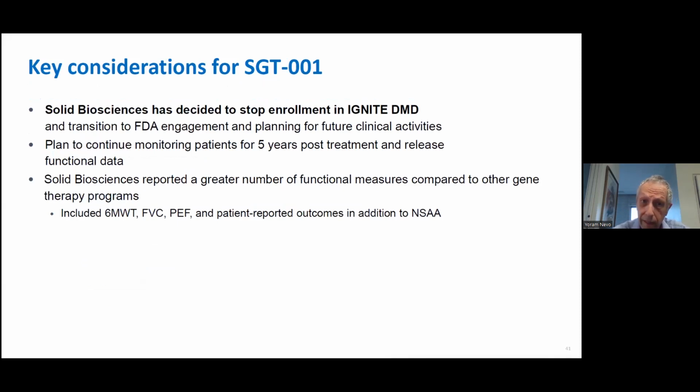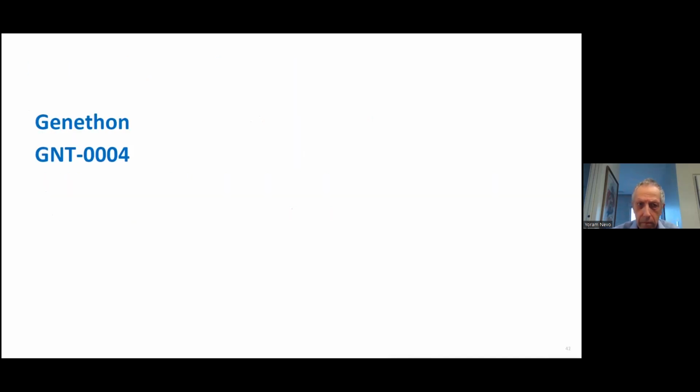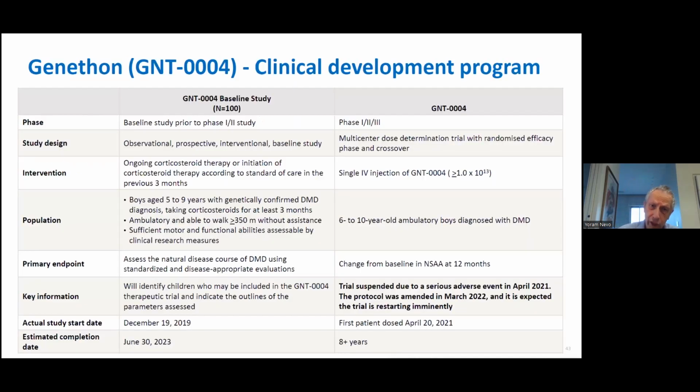Solid Bioscience has decided to stop enrollment in this study. They are now engaging with the FDA on how to plan future clinical activities, and there are some rumors the company may be sold to another company and so on. So we don't know at this point what will be the route of this company. Next slide, please.